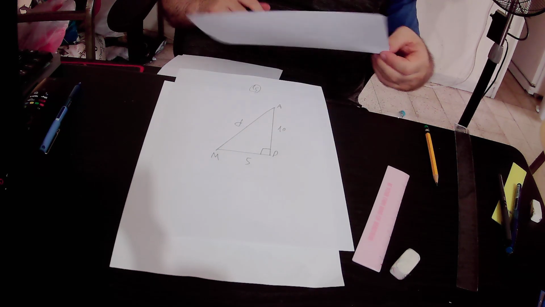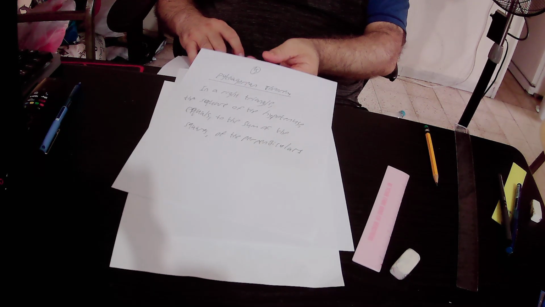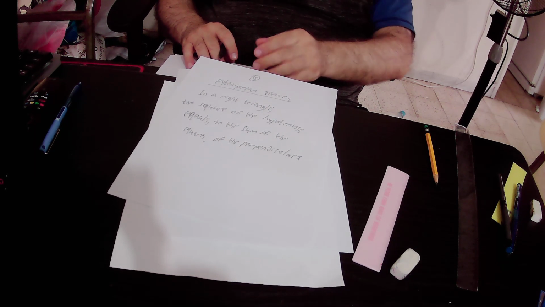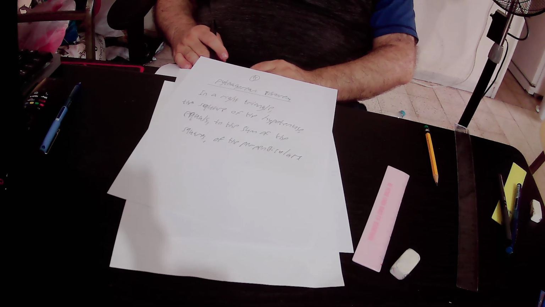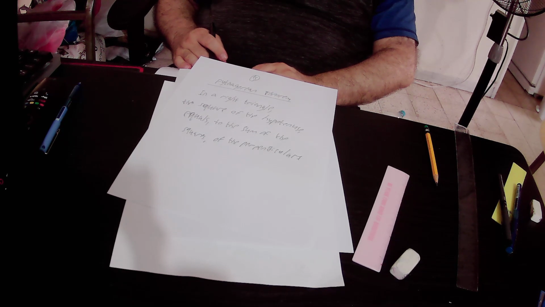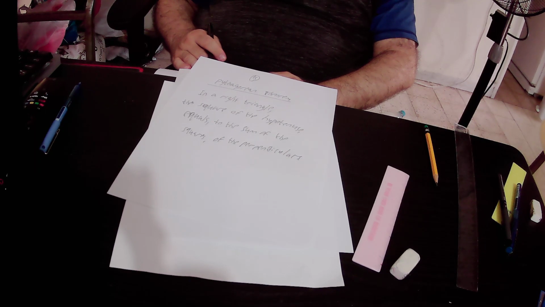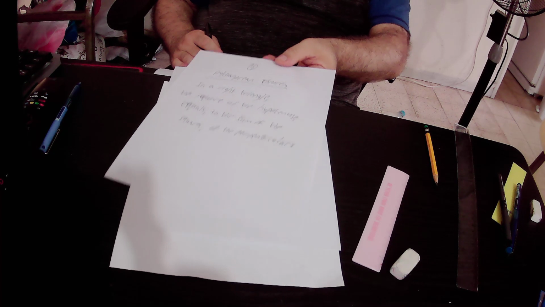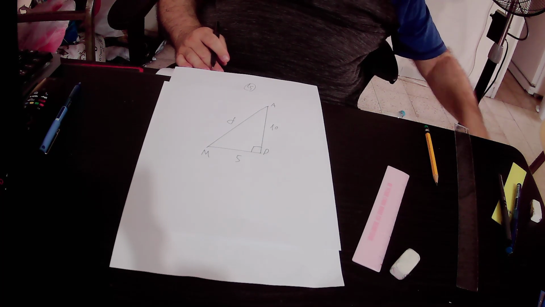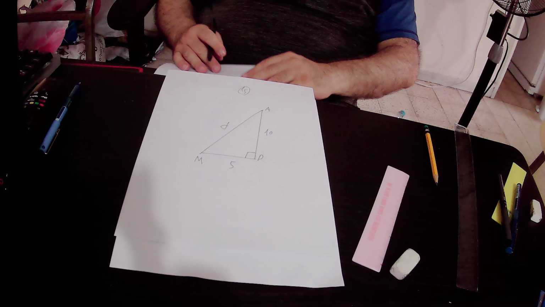So I will read again the Pythagorean theorem. It states that in a right triangle, as I already told you, it applies only on right triangles. The theorem is not correct if it is not a right triangle. So in a right triangle, the square of the hypotenuse equals the sum of the squares of the perpendiculars. So we can implement this theorem in our right triangle.